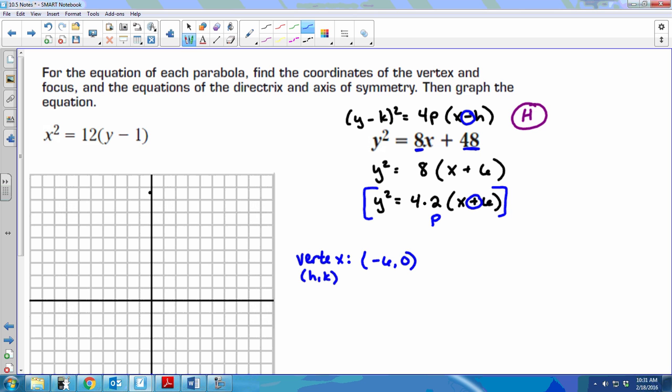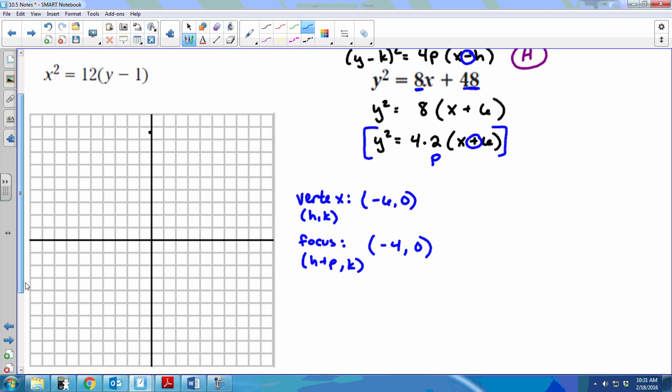All right, the next thing on the list is the focus. It's supposed to be h plus p comma k. So h is -6, p is 2. So what's -6 plus 2? -4. The next thing is the axis of symmetry. It's supposed to be at the line y equals k. So y equals what in this case? 0.